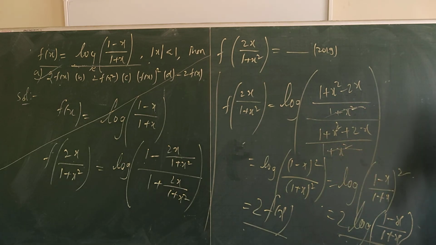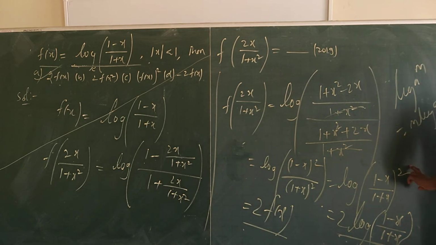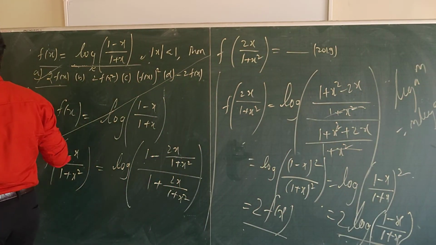And you know that log a power m is equal to m log a. So according to this, the 2 will jump to the front. And this is the function itself which is given. So 2 times f of x is the right answer.